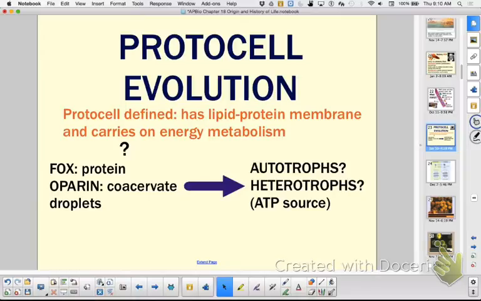So there are a couple ideas here. Fox, we already learned about Fox. Remember? 1970s, okay, star. And he's that whole protein first hypothesis. And I told you proteins, when you take hot proteins and you cool them, it can form those little spheres. So that's his idea. And Oparin, we already learned about Oparin. What did Oparin talk about?